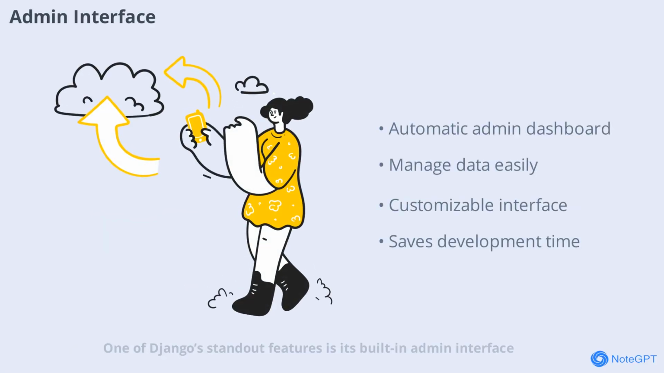One of Django's standout features is its built-in admin interface. With just a few lines of code, you get a powerful, customizable dashboard for managing your application's data. The admin interface is automatically generated from your models, allowing you to add, edit, and delete records with ease. This saves developers countless hours and provides a professional backend for any project.